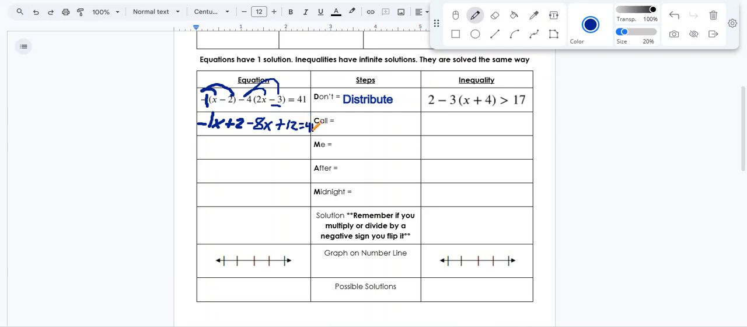I'm running out of room here, but you guys should have plenty of room. And that's always our first step. Our first step is always to distribute.